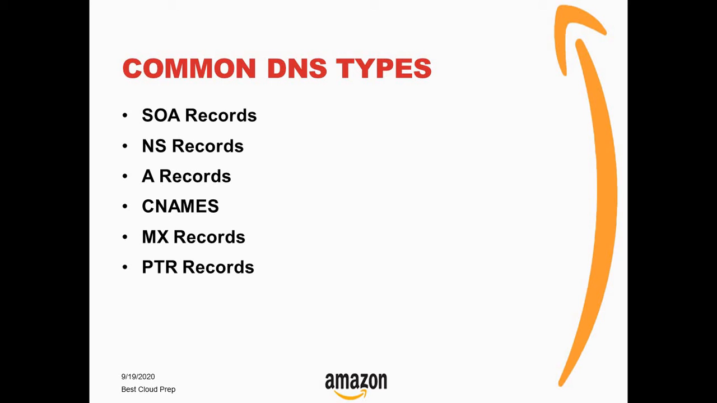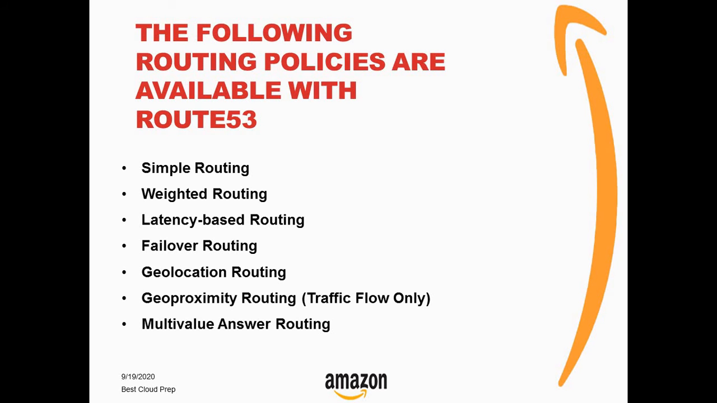Some common DNS types include SOA, start of authority records, NS records, A records, CNAMEs, MX records, and PTR records. And the following routing policies are available with Route 53: simple routing, weighted routing, latency-based routing, failover routing, geolocation routing, geoproximity routing, and multi-value answer routing.